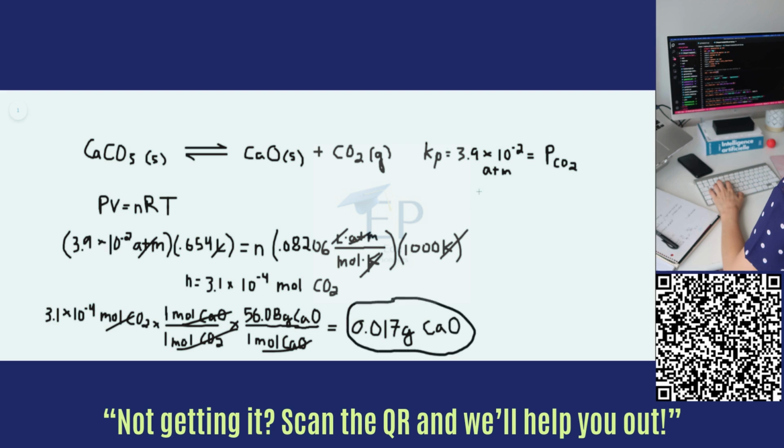And so based on only knowing the equilibrium constant of this reaction and the temperature and pressure that it's occurring at, we can calculate that the amount of CaO at equilibrium is 0.017 grams.